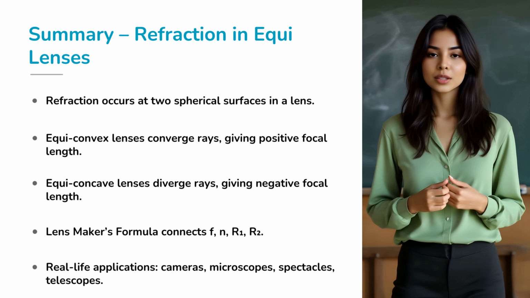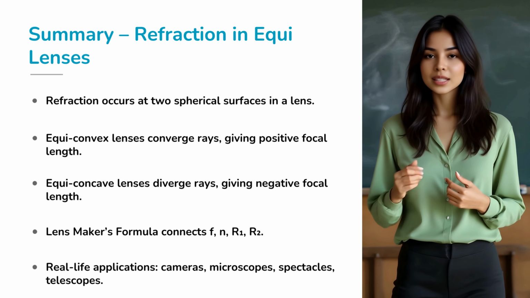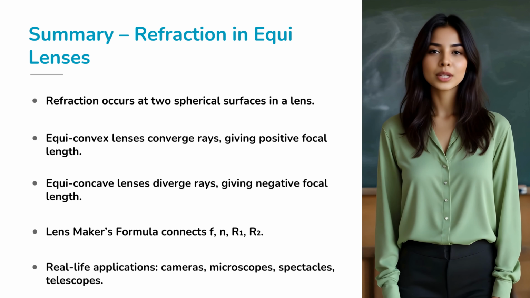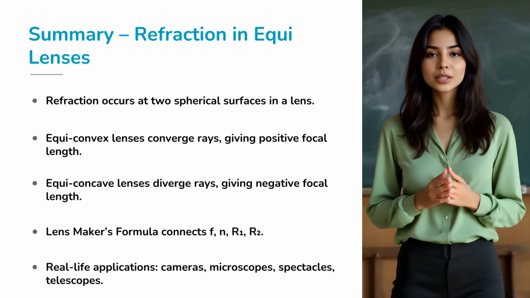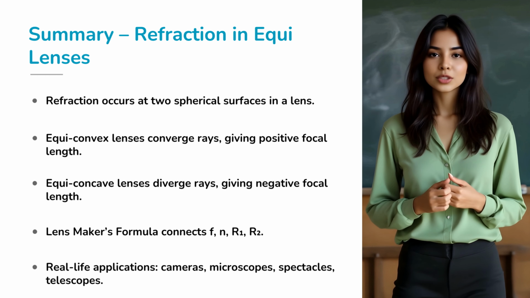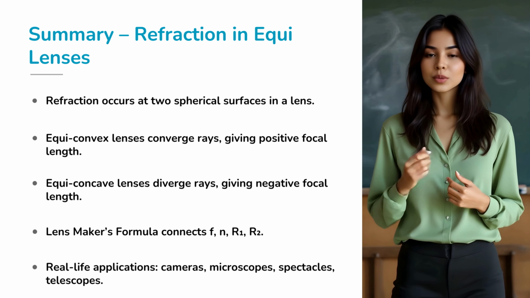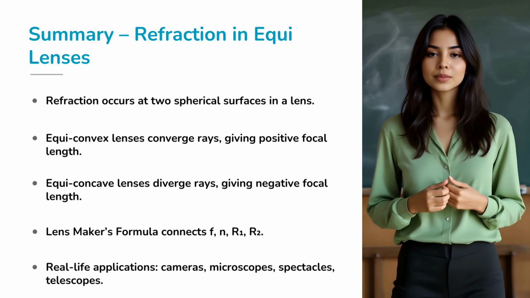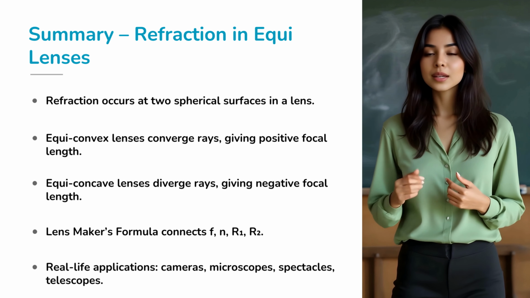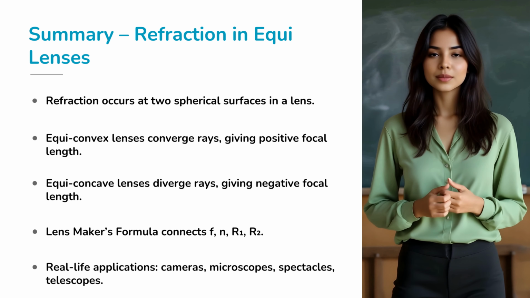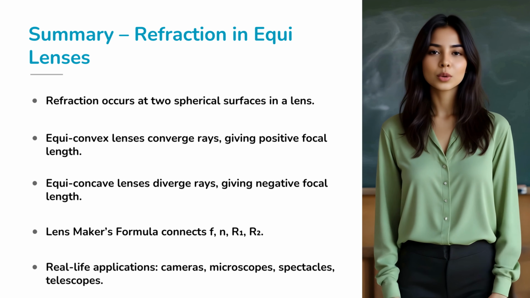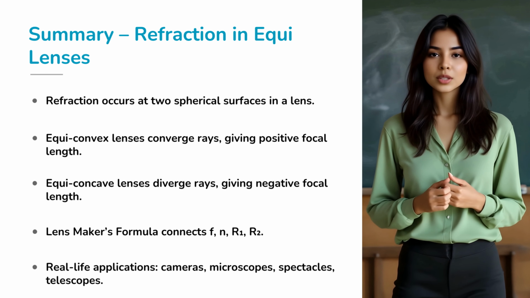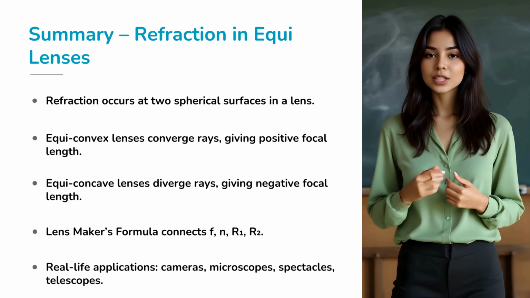First, remember that refraction doesn't happen just once in a lens, it happens at two spherical surfaces. The ray bends when it enters and bends again when it leaves. Like a student passing through two doors, one to enter the classroom and one to exit, each door changes the direction slightly. Next, in an equiconvex lens, the rays converge and meet at a point. That gives us a positive focal length. Think of it as a magnifying glass focusing sunlight to burn a piece of paper, convergence in action.